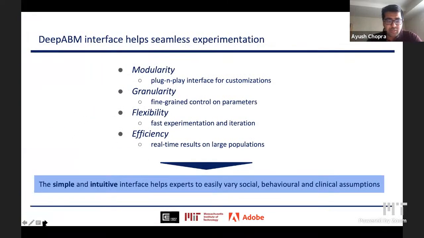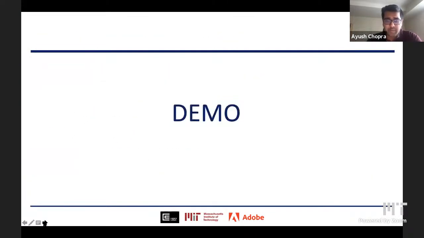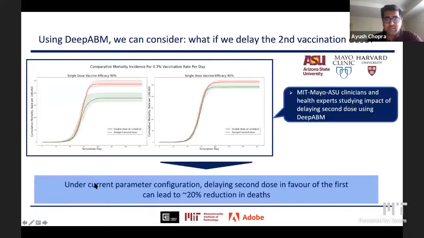So we've used this tool to study a lot of other parameters as well. For instance, we collaborated with the scientists, clinicians, and health experts at Mayo Clinic, Arizona, and Harvard University to study what if we delay the second vaccination dose. And we realized that under the current parameter configurations, delaying the second dose in favor of the first dose can lead to a nearly 20% reduction in deaths.